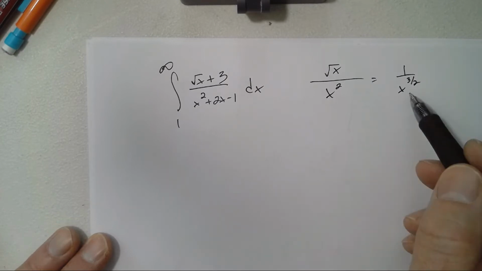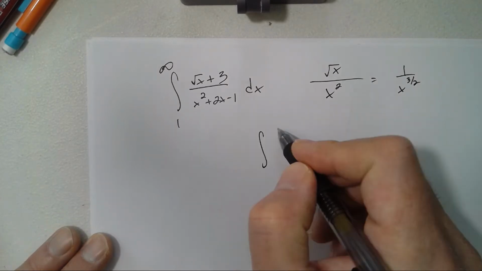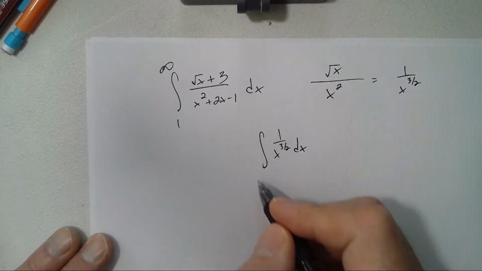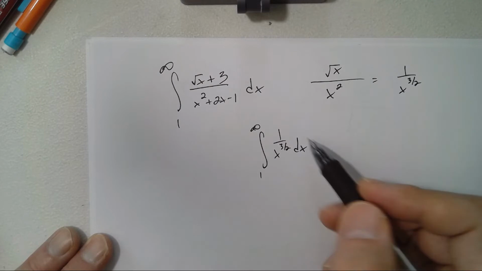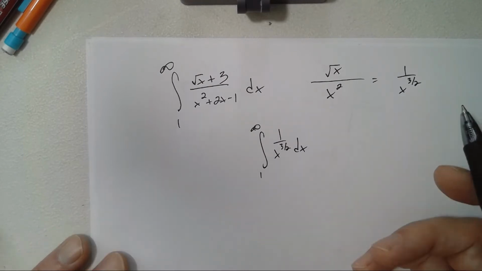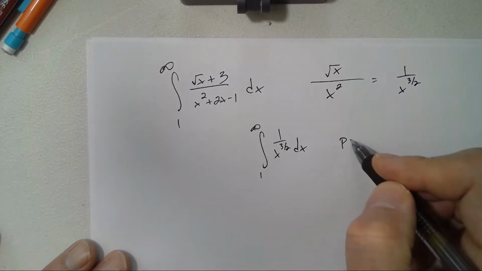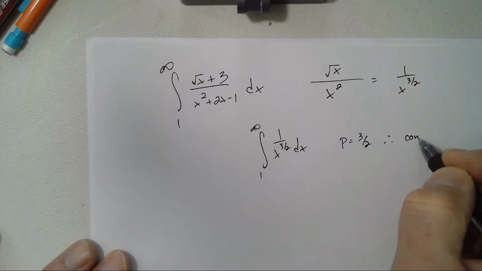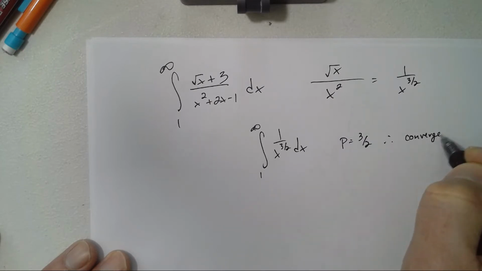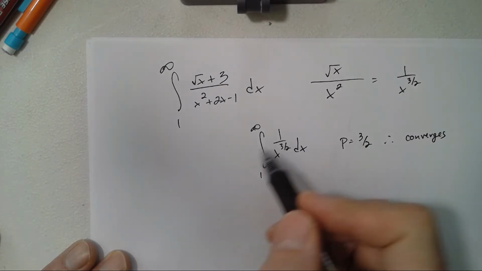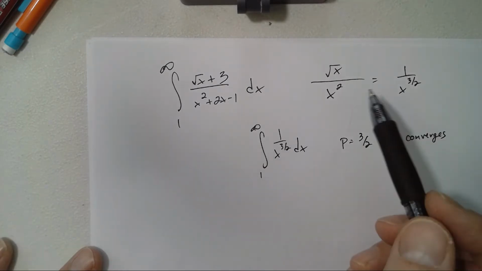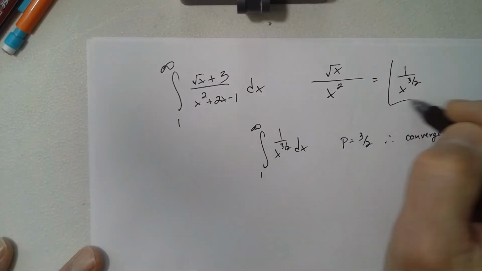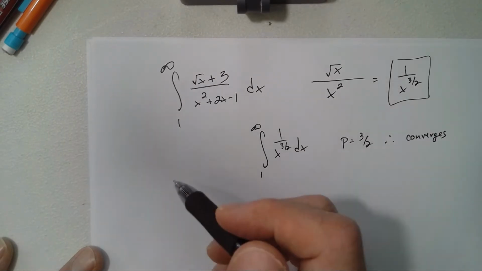Well, do we know what happens with the integral of that as it goes from 1 to infinity? Well, p is 3 halves, so then it converges. So that one converges.